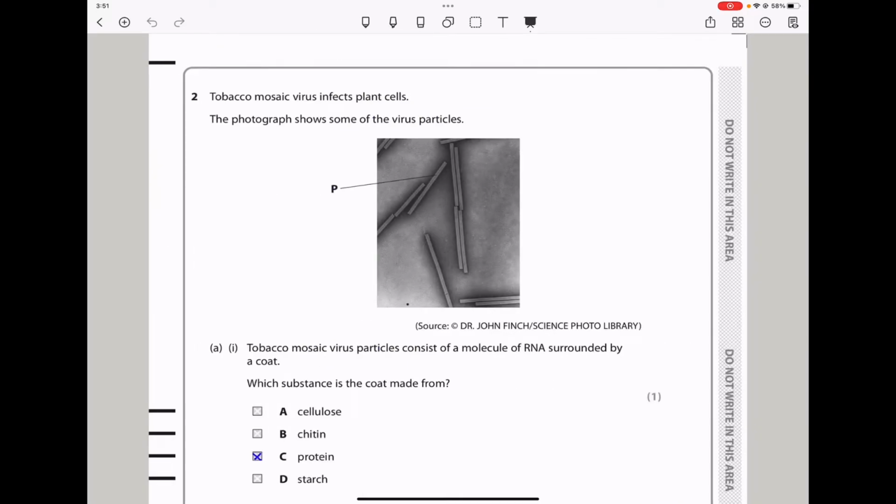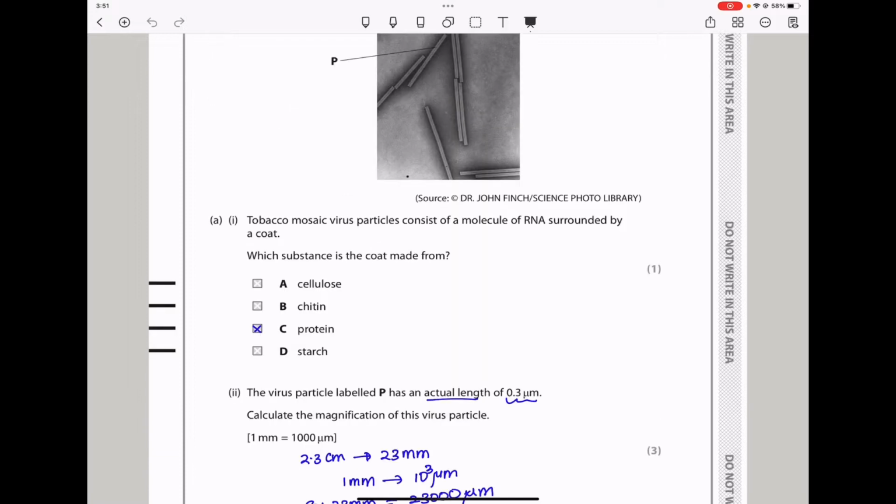Question 2. Tobacco mosaic virus infects plant cells. The photograph shows some of the virus particles. So we can see the particles in here. They say tobacco mosaic virus particles consist of a molecule of RNA surrounded by a coat. Which substance is the coat made from? The coat is made from a protein. So the answer should be a C.